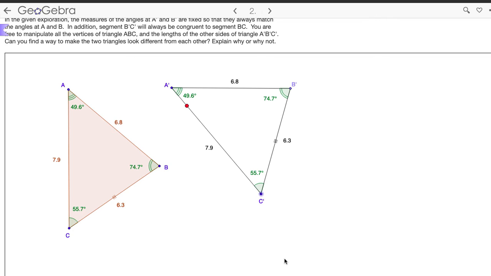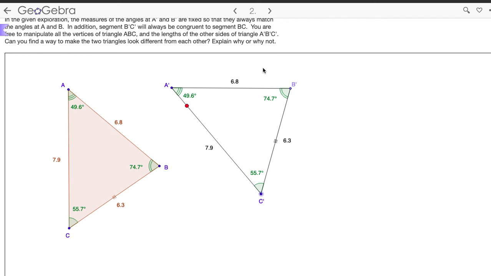Well, AC and A prime C prime, those line segments are congruent. CB is 6.3, C prime B prime is 6.3. AB is 6.8, A prime B prime is 6.8. All of the angles are also congruent. Therefore, I can conclude that these two triangles are congruent. But I'm not done. I have to play around with it. Maybe they're not congruent if I do something special.